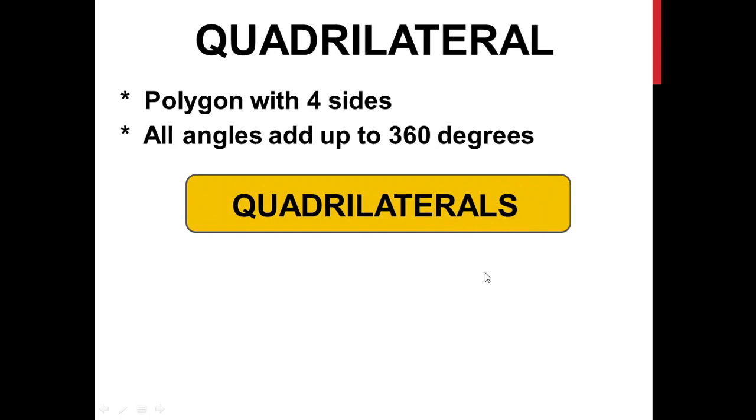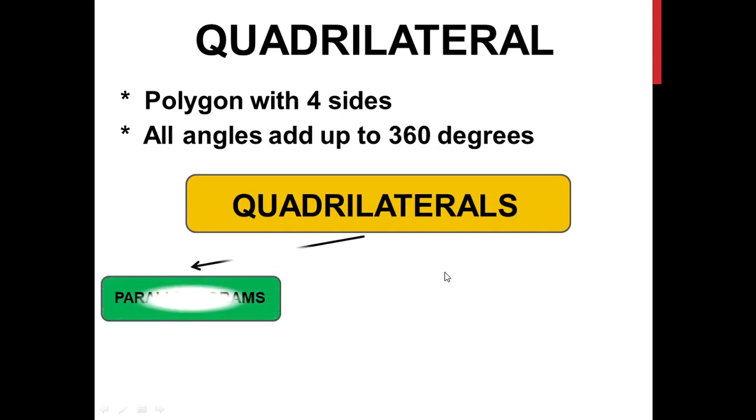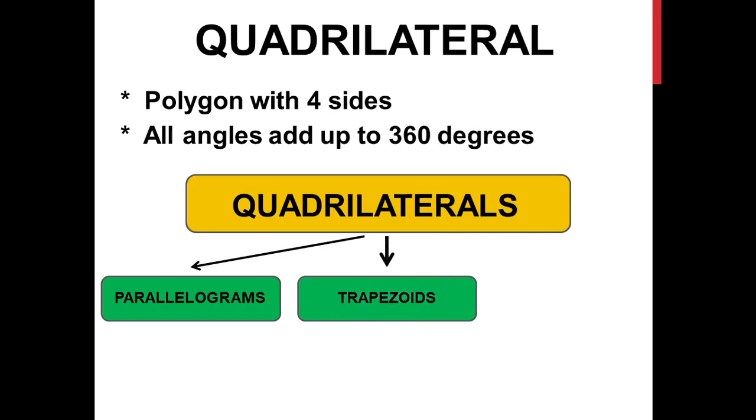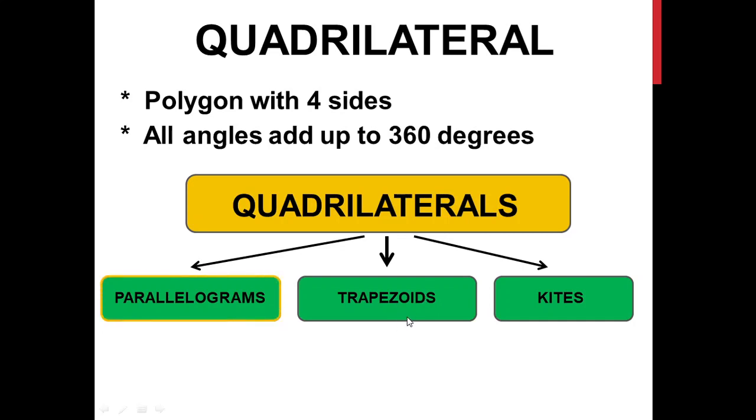Quadrilaterals have several special types of shapes. We have the parallelograms, we also have the trapezoids, and the kites. And our topic for today is mainly focused on the parallelograms.